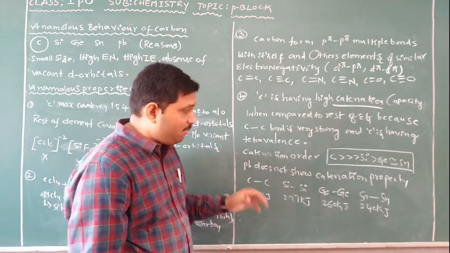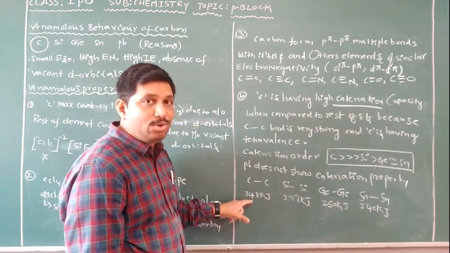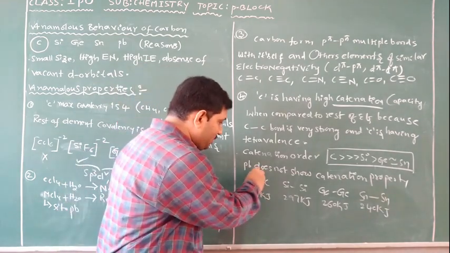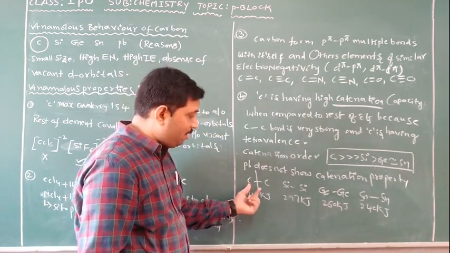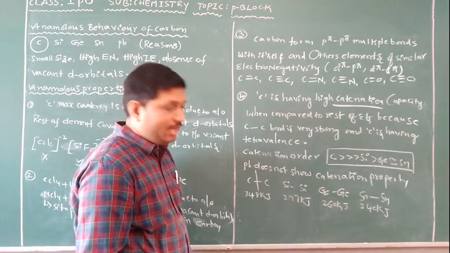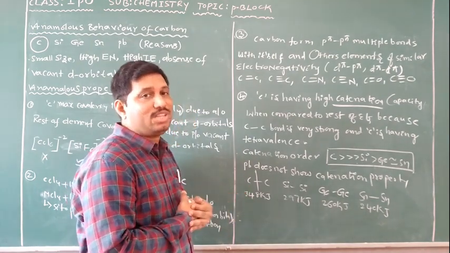Here, students, some experimental values are given. The C-C bond strength is 348 kilojoule. That is the bond strength or bond energy. The amount of energy required to break the bond is known as bond energy. As the bond energy increases, bond strength increases.